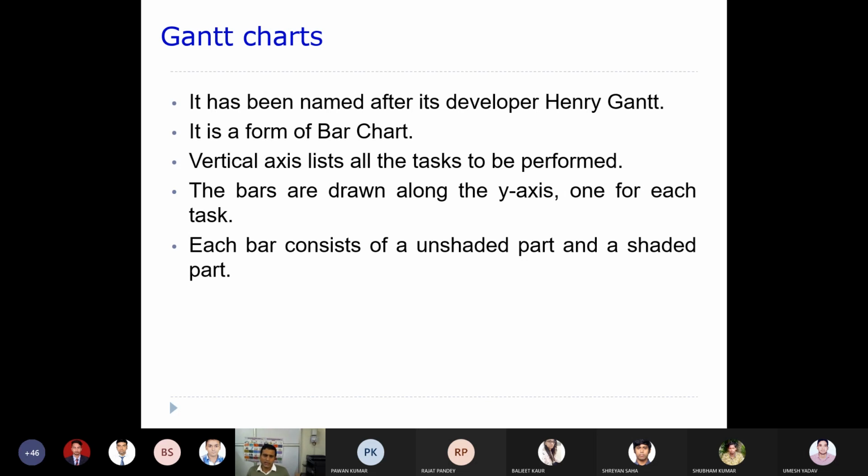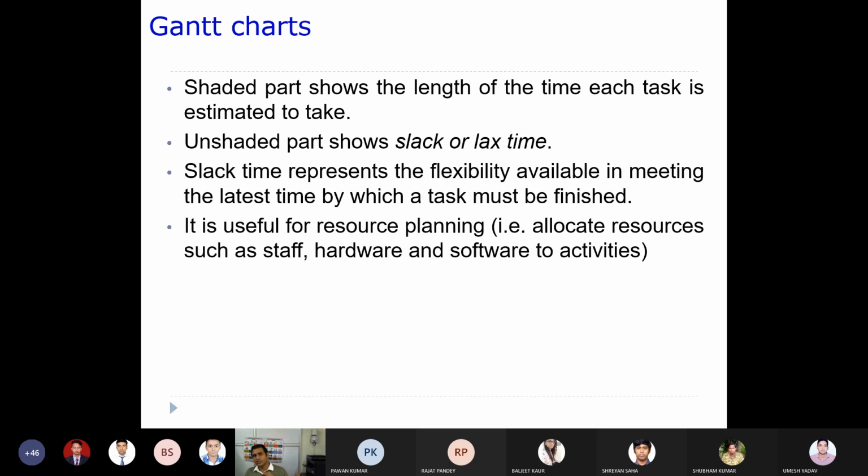Each bar consists of an unshaded part and a shaded part. The shaded part shows the length of time each task is estimated to take. That means the shaded part will tell you that maybe 1 month of time it is going to take to complete that particular task. It is all an estimate, an estimated time, right?